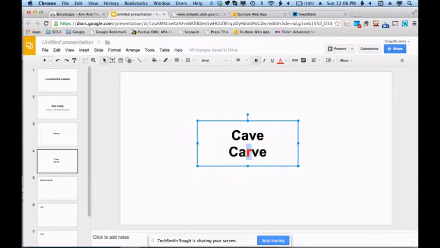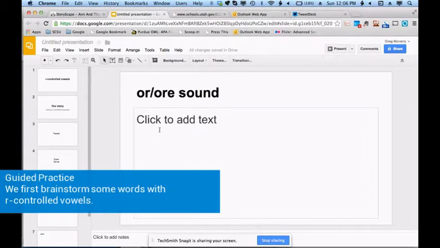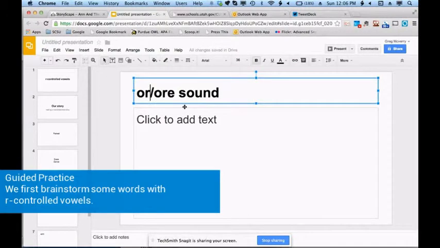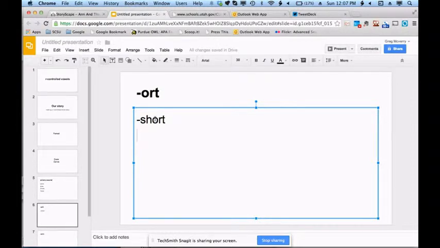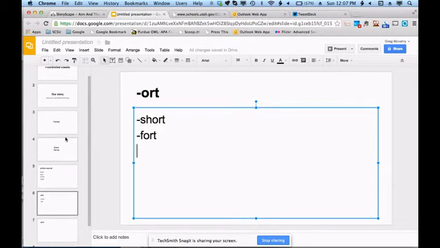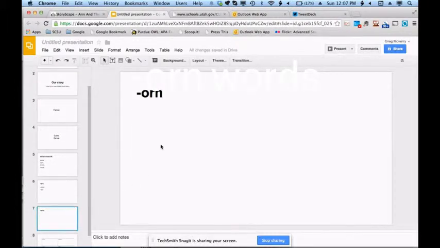So let's think of all the words. Ben, you want to help us? All the words we can think of that have an or sound. Or? Yep. Store. Sore, like when you're feeling better. Snore. Anything else? What do we have? Fort. Short and fort, that's probably good for our story. What about words that end in the orn sound? Horn. Ooh, that would probably be good in our story.